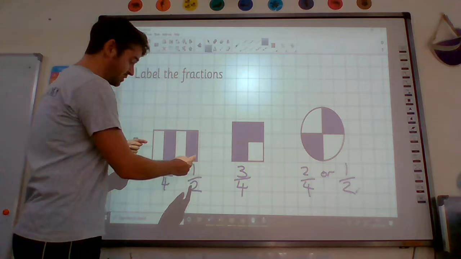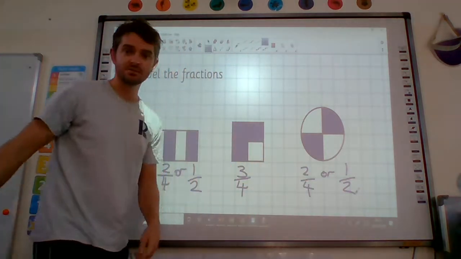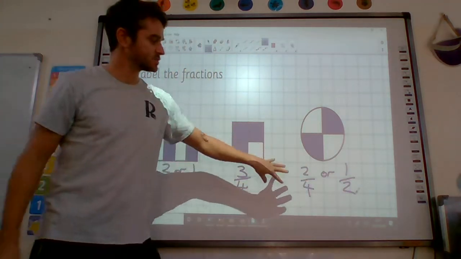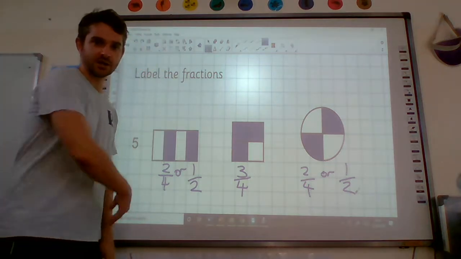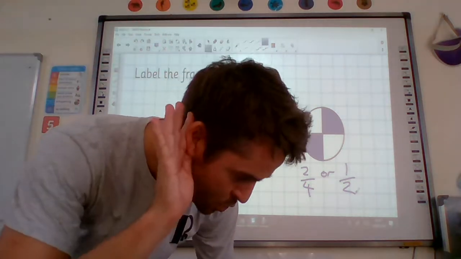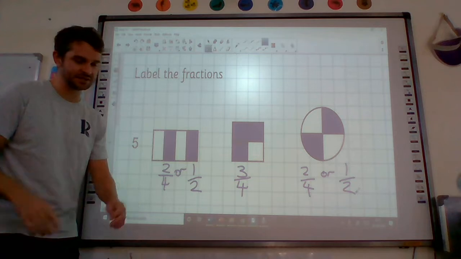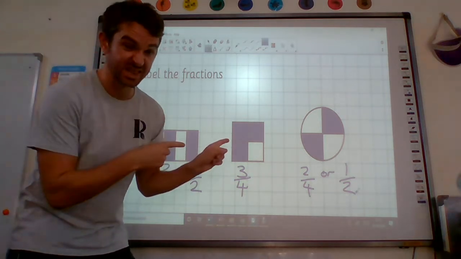If you are writing both each time, really well done. That is what we call an equivalent fraction. Can I hear an ooh for a fancy word? Oh, yeah, equivalent fraction. That's a big thing in year 3.